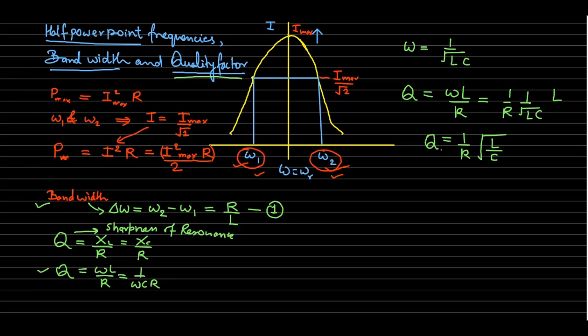You can see quality factor is inversely proportional to resistance. Okay, it means if Q1 is greater than Q2 for two different resonating LCR circuits, then definitely R1 will have less value as compared to R2, and the current in the first case will be more as compared to the second case.